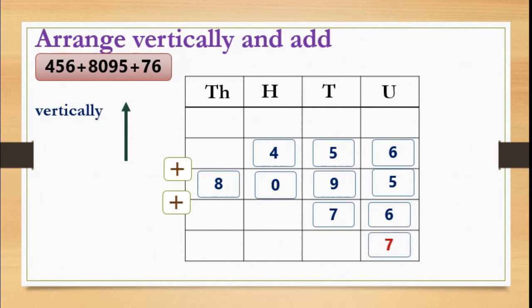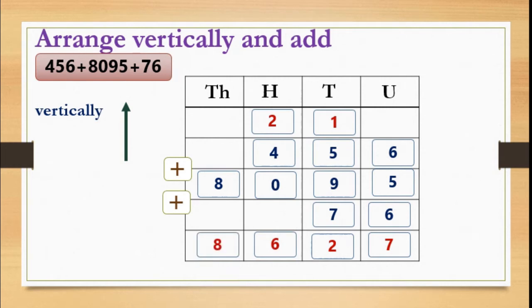That is 17. 6 plus 5 plus 6 is 17. 7 we will write down and 1 is carried over. Then here 1 plus 5 plus 9 plus 7. Yes, it is 22. 2 we will write down and 2 is carried over to the hundreds place. Now 2 plus 4 plus 0 is 6 and here 8 will come down.